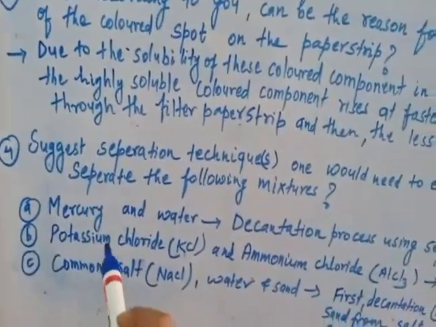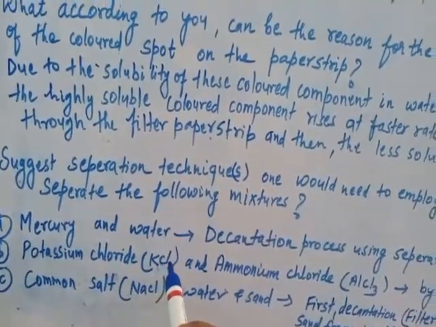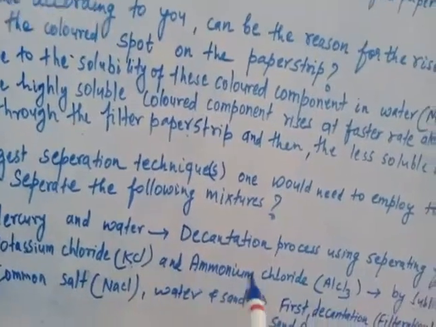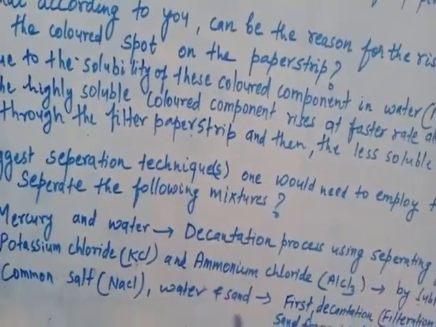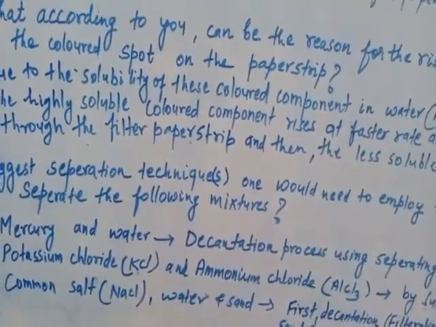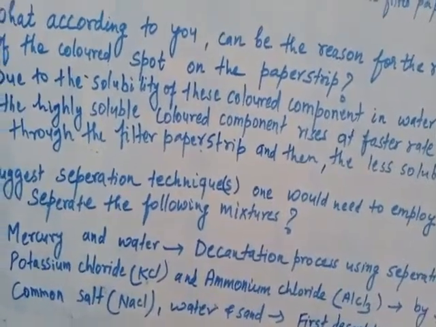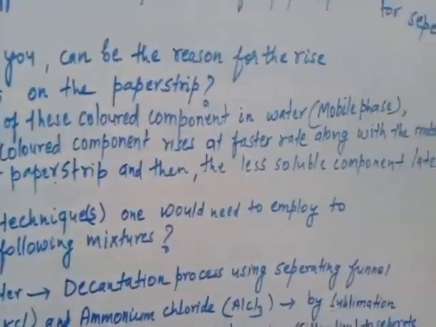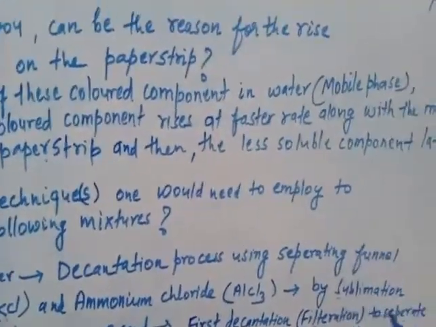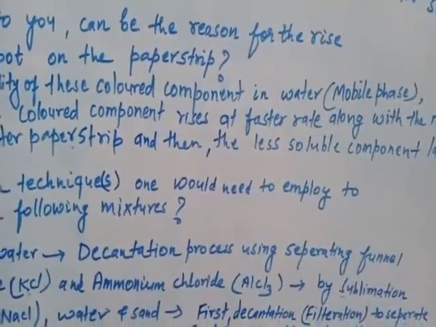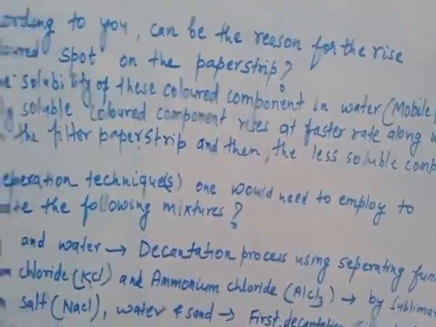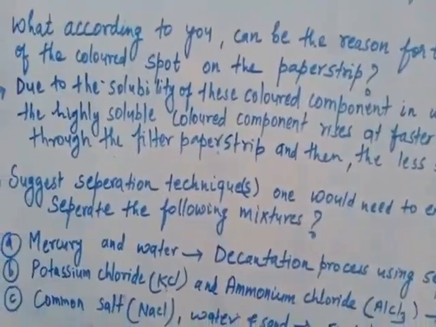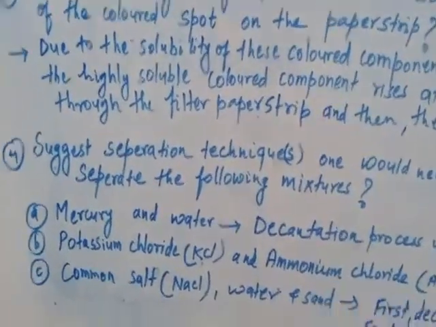Now the second is how to separate potassium chloride, which is KCl, and ammonium chloride, which is NH4Cl. You know that out of these, ammonium chloride is a sublimable substance. To separate any sublimable substance from any non-sublimable substance, you just have to use the sublimation process. So you just have to write sublimation. By the sublimation process, you can separate out ammonium chloride from the China dish.